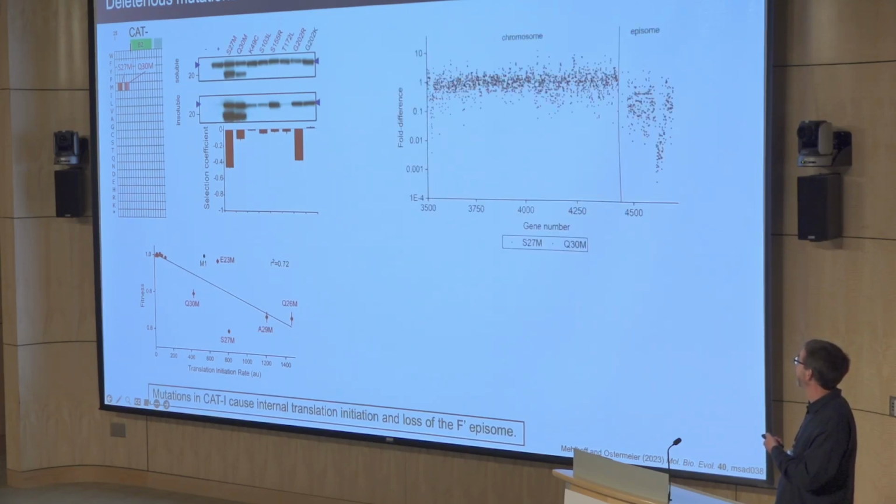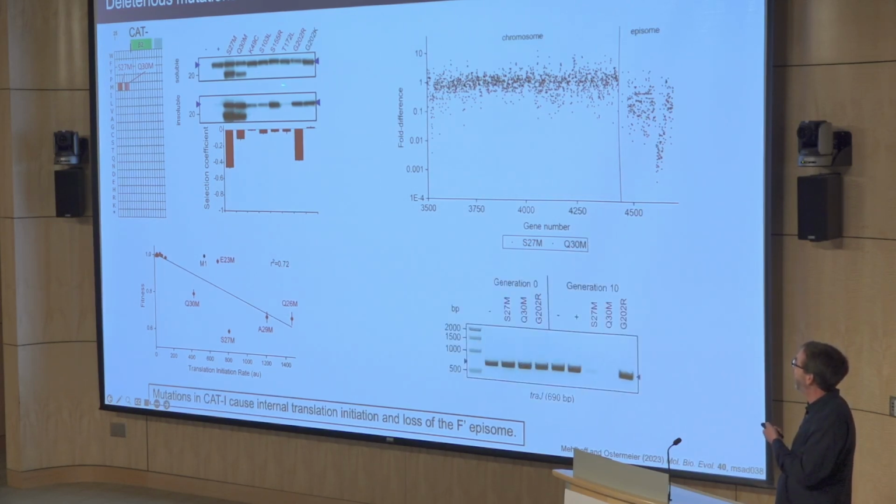And we basically could show that what we're getting is internal translation initiation. And what was interesting is there's a single copy episome in this bacteria. Those mutations, these two mutations here to methionine, cause loss of the episome. But similarly deleterious mutations in the same protein, even though they're similarly deleterious, do not cause loss of that episome. So something specific is happening there.